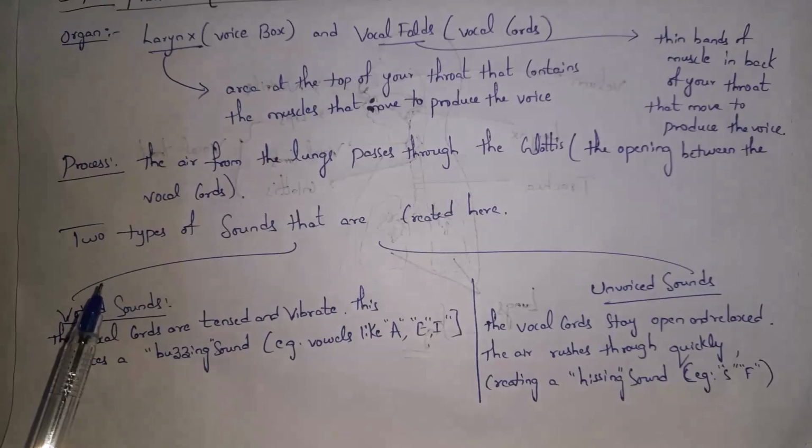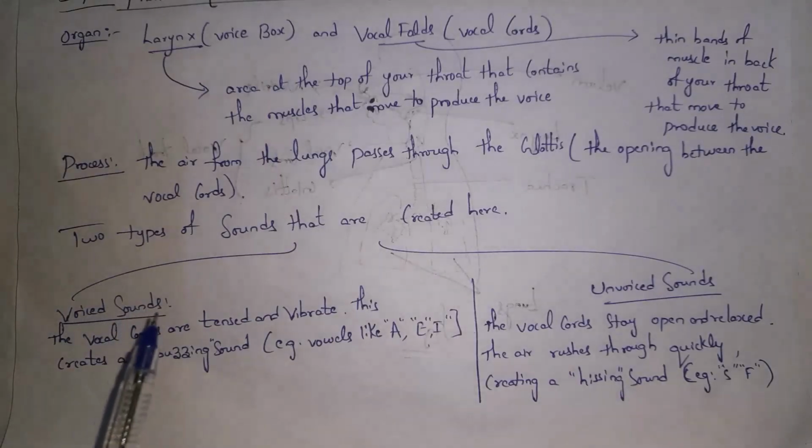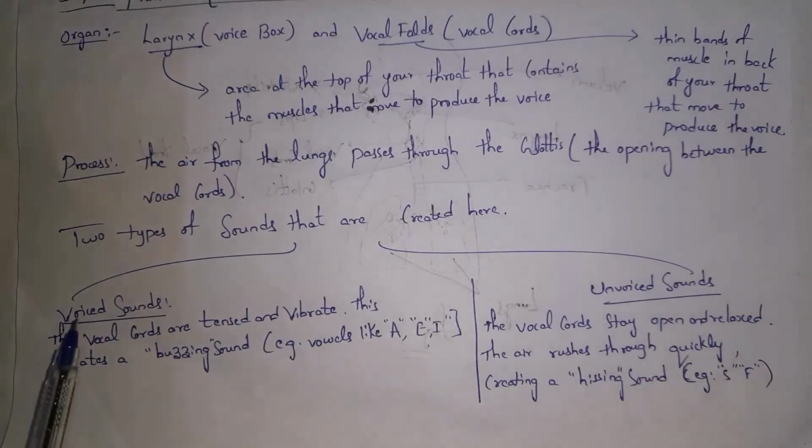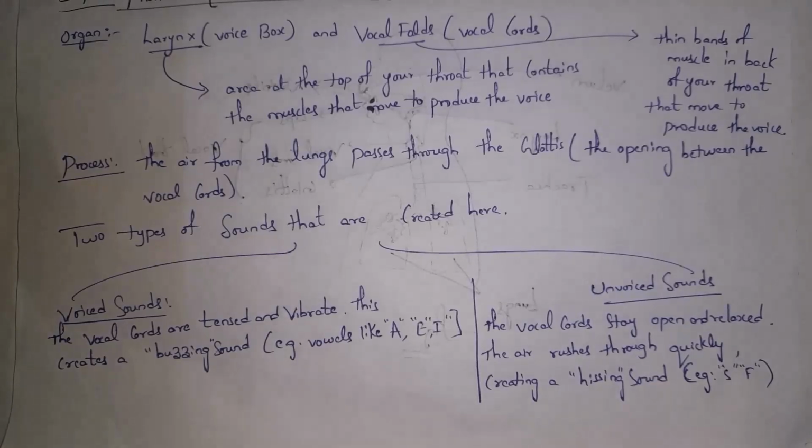In this phonation stage, total there are two types of sounds created. One is voiced sounds and next one is unvoiced sounds. In voiced sounds, vocal cords are tensed and vibrated, which will create buzzing sound. For example, if you consider vowels like A, E, I, while we speak them, vocal cords will vibrate. So we call it as voiced sounds.